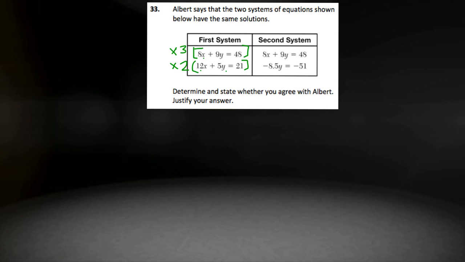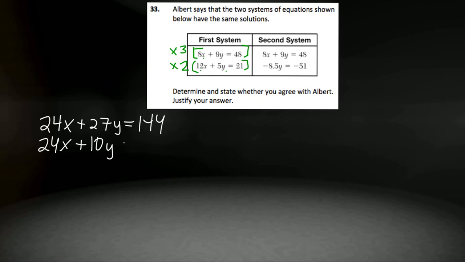So let's write down over here what this will become. We'll have 24x, and then 9y times 3 would be 27y, and that equals 48 times 3, that's 144. Now for the second one, we'll have 24x plus 10y, that's 5 times 2, and 21 times 2 is 42.